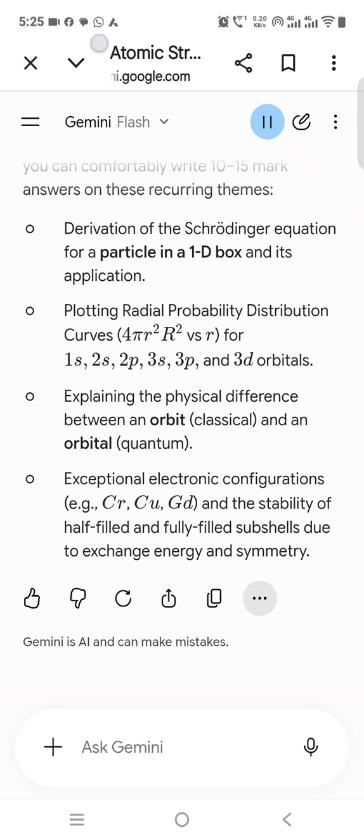When preparing notes for revision, ensure you can comfortably write 10 to 15 mark answers on these recurring themes. Derivation of the Schrödinger equation for a particle in a 1D box and its application. Plotting radial probability distribution curves, 4πr²R² versus r, for 1s, 2s, 2p, 3s, 3p, and 3d orbitals. Explaining the physical difference between an orbit, classical, and an orbital, quantum. Exceptional electronic configurations, e.g., Cr, Cu, Gd, and the stability of half-filled and fully filled subshells due to exchange energy and symmetry.